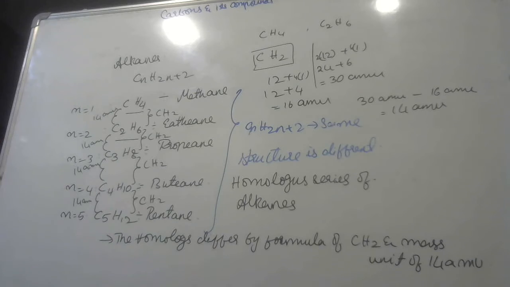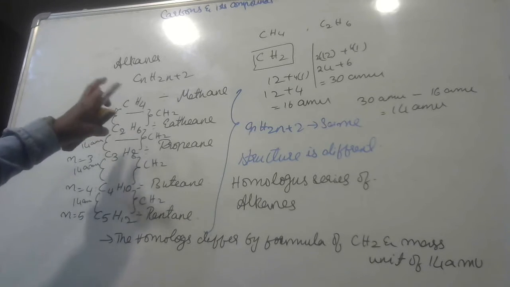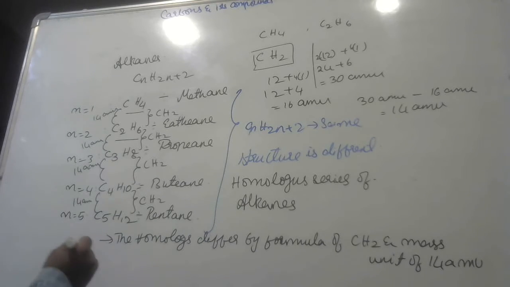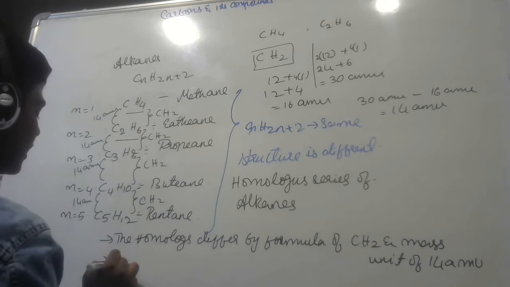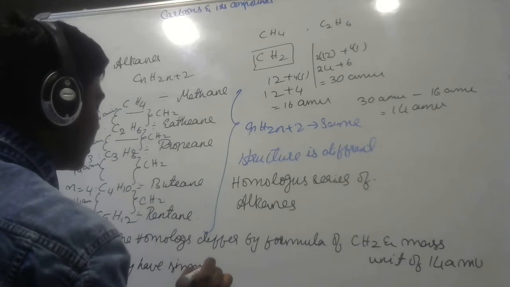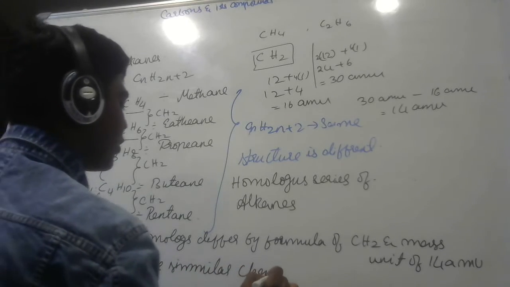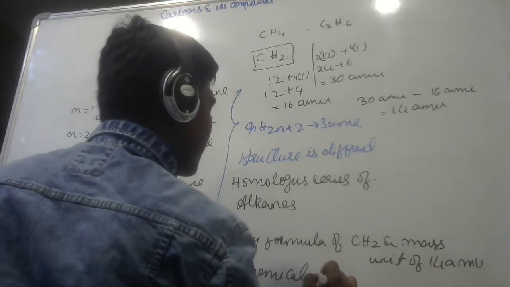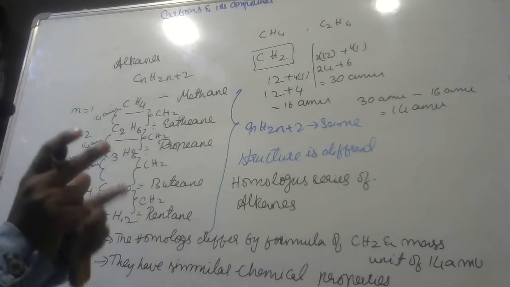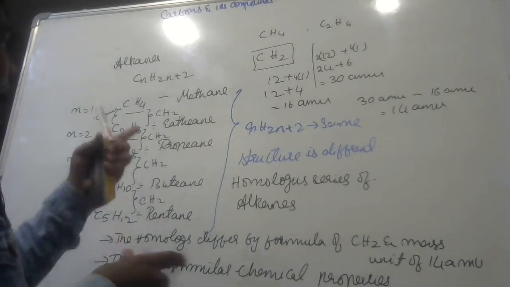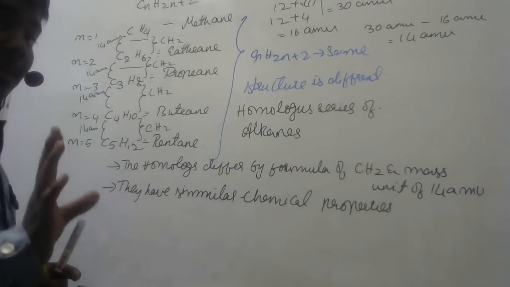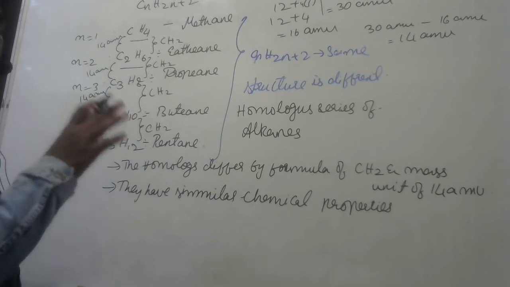Now let us come to another characteristic of the homologous series of alkanes. They have similar chemical properties, because we only have carbon and hydrogen, so we only have the chemistry related to carbon and hydrogen, so the chemical properties of the homologous series would be the same.